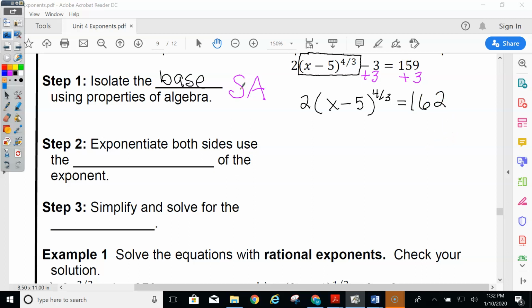So again, we're still trying to get the base by itself, but it's still not by itself because it has that 2 in the front. I don't want to distribute the 2. That doesn't work. We do divide or multiply. Because we're multiplying here by 2, we actually divide both sides by 2 to get rid of it. So divide both sides by 2, and I'm left with (x minus 5) to the 4/3 power. And then over here, use your calculators, do 162 divided by 2, and we get 81.